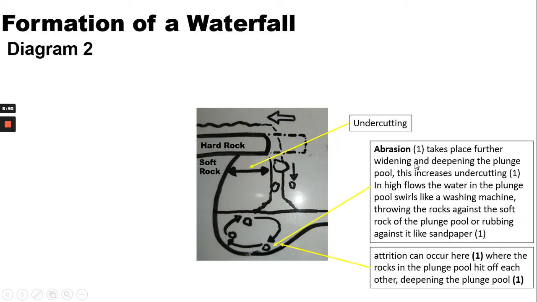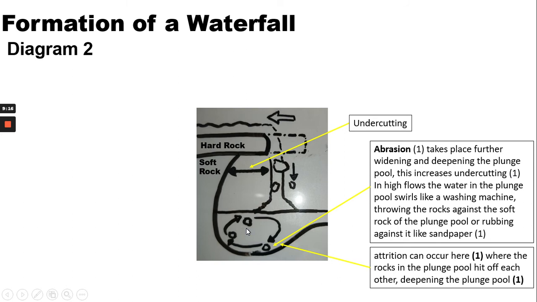We've got another process to talk about here. I'll also note you're going to have more labels around this specific diagram. So the next slide is diagram 3, which is the same diagram with different notes around it. So leave some space around your page for when you're taking your notes. So abrasion. This takes place and causes further widening and deepening of the plunge pool, and it increases undercutting.